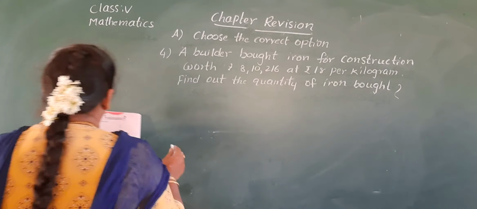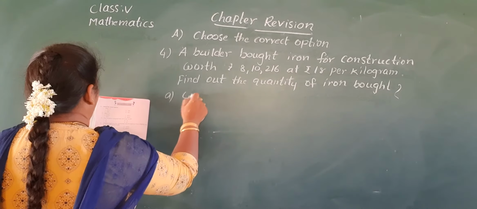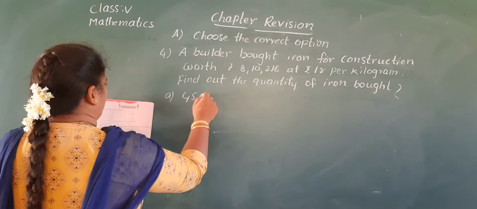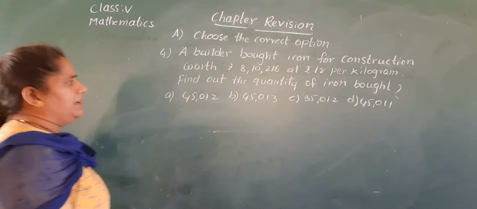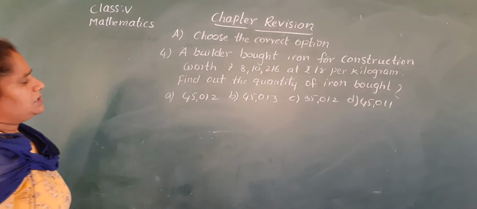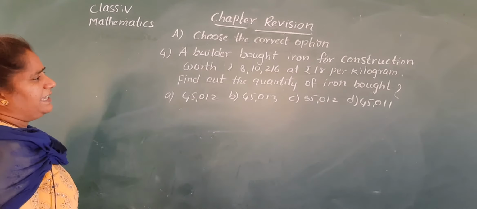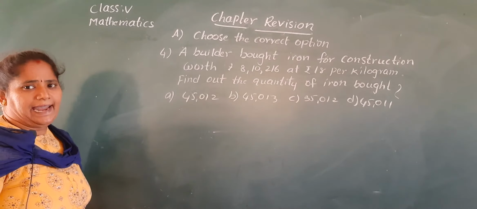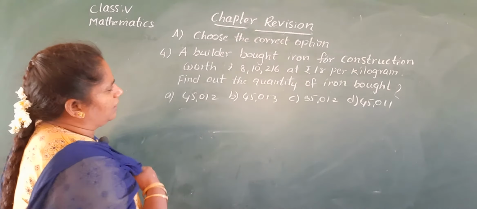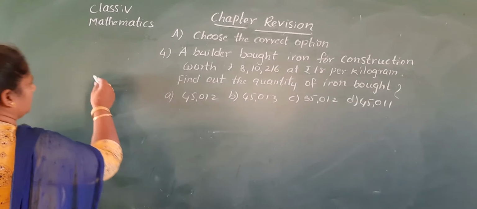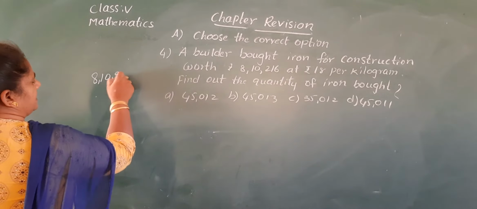So here they are given options: 45,012, 45,013, 35,012, 45,011. We will do this division, Nana. So here a builder bought iron for construction worth 8,10,216, Nana. So how do we get this answer, Nana?